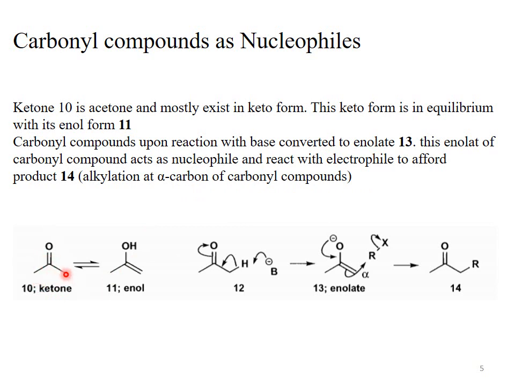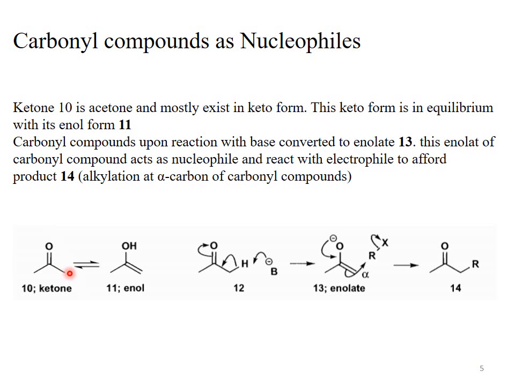Remember, we will treat the carbonyl compound with a base. The base will abstract the alpha proton. See, this is acetone, compound number 10. Here is a CH3 and here is a CH3, because it is acetone, and this carbon is next to the carbonyl carbon. This is the alpha carbon, and the hydrogens attached to the alpha carbon are the alpha hydrogens, and these hydrogens are acidic in nature and easily abstracted by a base.